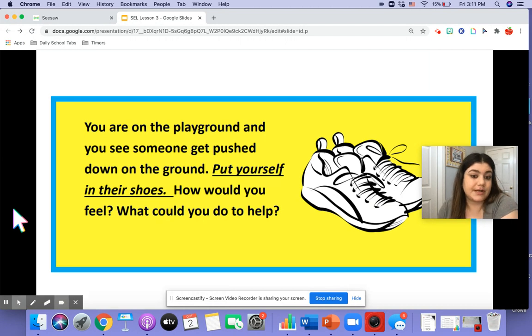Would you go and help them? Would you talk to them and say, I feel sad for you, and I also feel that I understand how you feel because one time I got pushed to the ground and I felt very afraid, scared, and nervous? Could you call for help? There are many things that you could do to show empathy to this person.